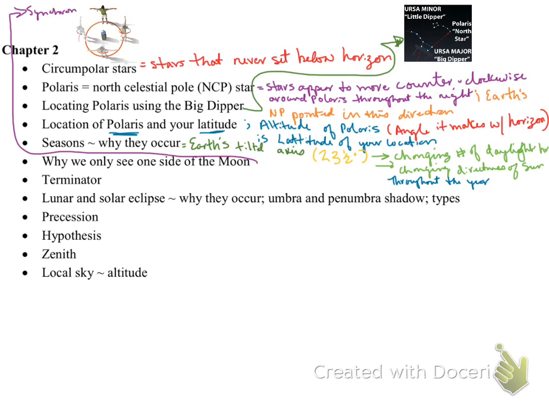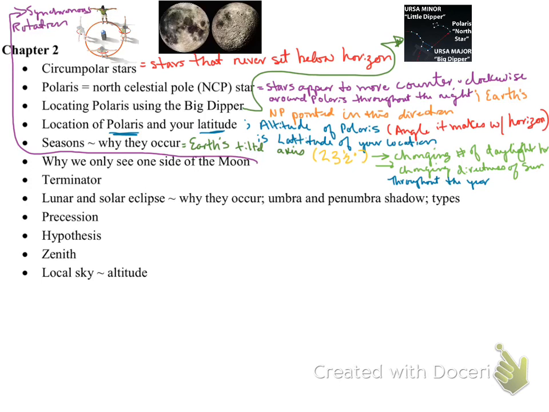So why do we see only one side of the moon? That's because of something called synchronous rotation. Synchronous rotation is the fact that in 29.5 days, the moon will not only orbit the Earth, but the moon will also spin on its axis of rotation. So 29.5 days is both its rotation and its orbital period. And because of that, like this young gal in this figure is showing you, we only see one side of the moon.